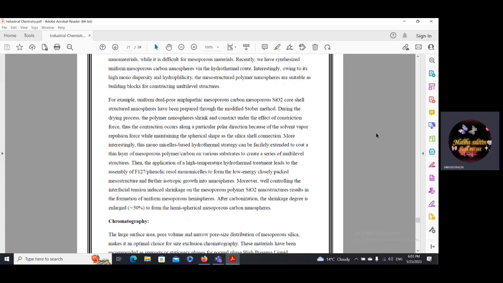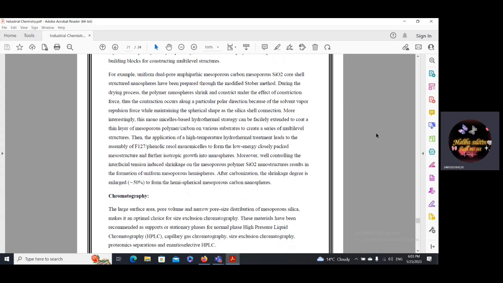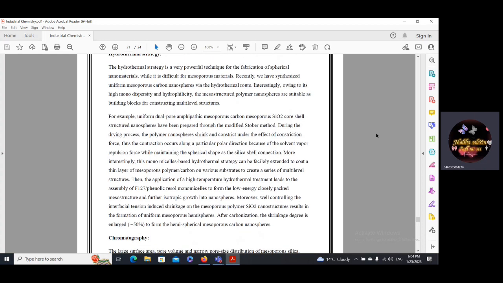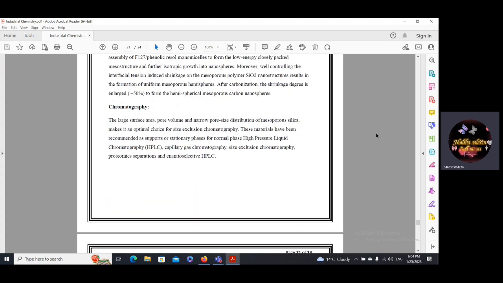modified Stober method. During the drying process, the polymer nanosphere shrinks and constricts under the effect of contraction force. Thus, the contraction occurs along a particular polar direction because of the solvent vapor repulsion forces. Moreover, controlling the interfacial tension-induced shrinking on the mesoporous polymer silicon oxide nanostructure results in the formation of uniform mesoporous hemispheres. After carbonization, the shrinkage degree is enlarged approximately 50% to form the hemispherical mesoporous carbon nanostructures.